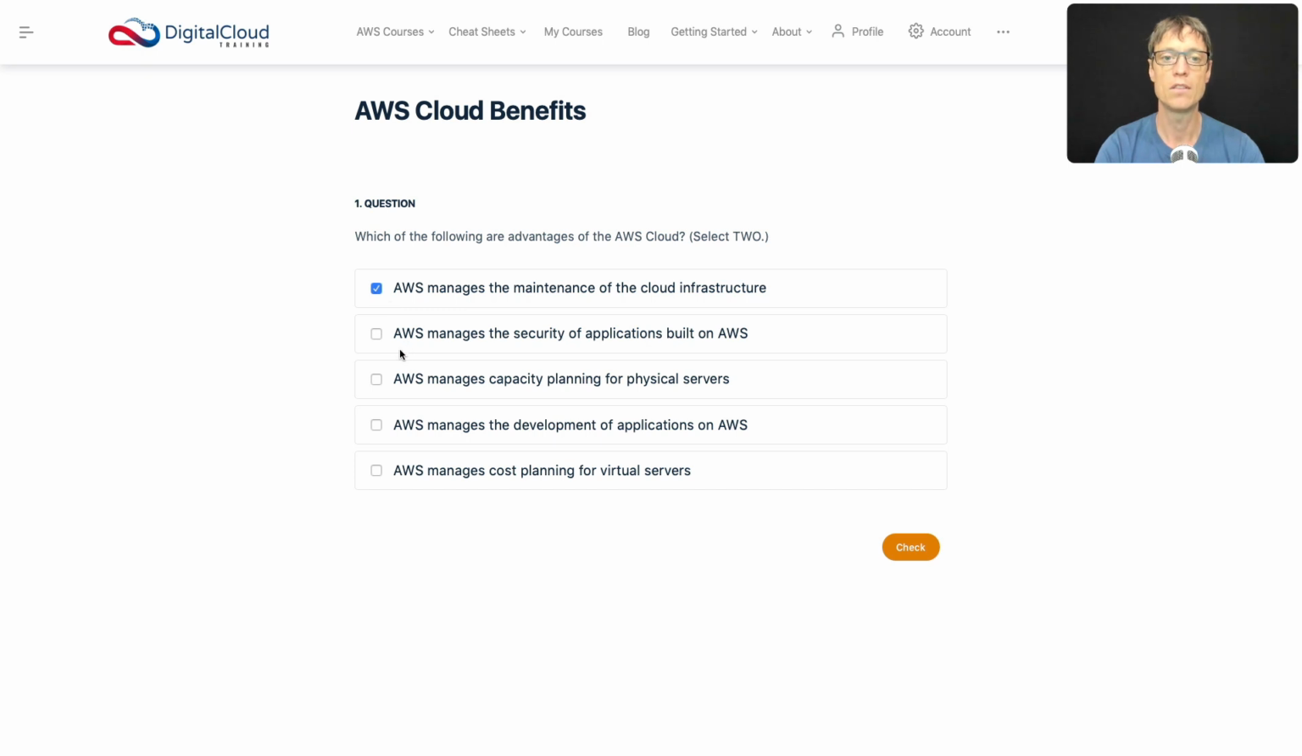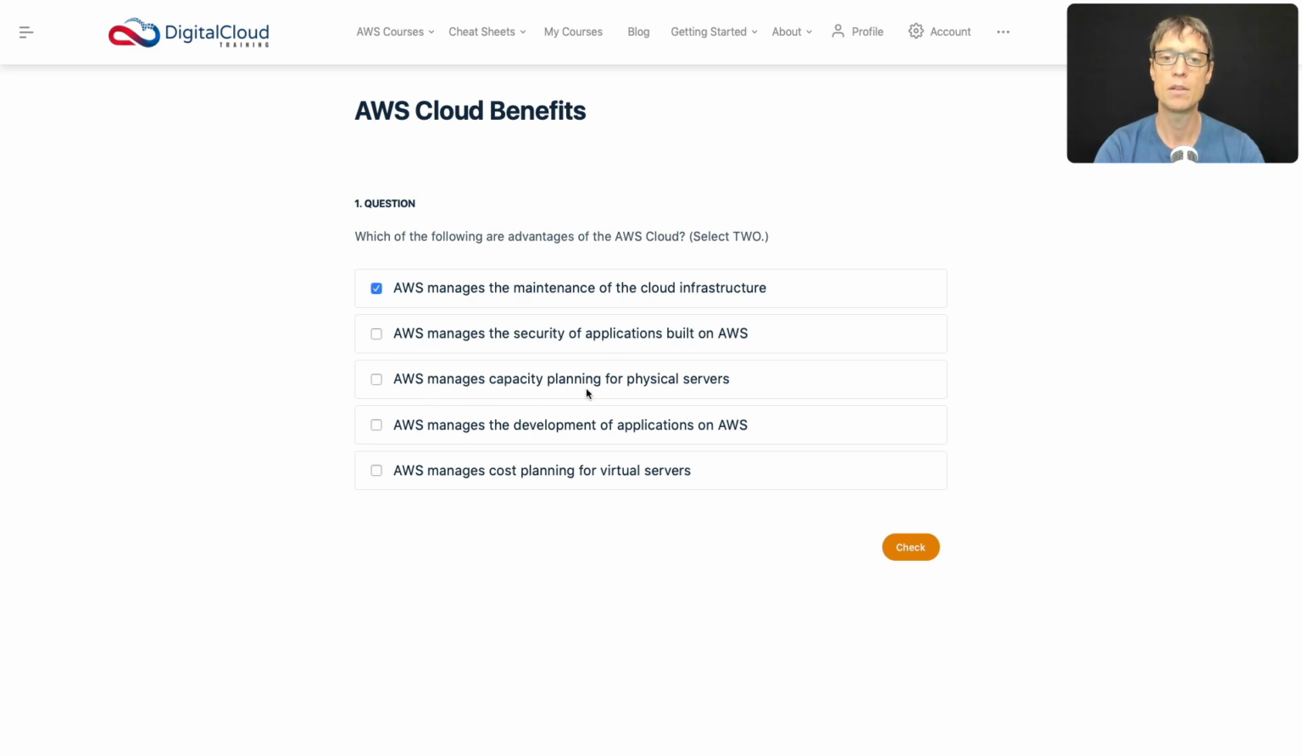The next one says AWS manages the security of applications built on AWS. Well, that doesn't sound right to me. Now, AWS manage the security of the data center. They manage the security of their physical infrastructure and some of the software that they manage on top of that. But when it comes to the application, that's completely up to you as a customer of AWS. So that's not a benefit of the cloud. You've got to secure your applications, whether they're on-premises or in the cloud.